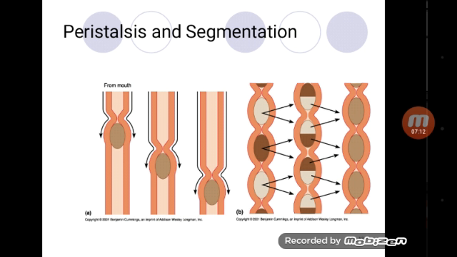The motilities are segmentation, peristalsis, migrating myoelectric complex, contraction of the muscularis mucosa, villus contraction, and movements due to intestinal reflexes. First we are going to see segmentation. This is the most common variety of movement of the small intestine. It is characterized by closely spaced contraction of the circular muscle layer.